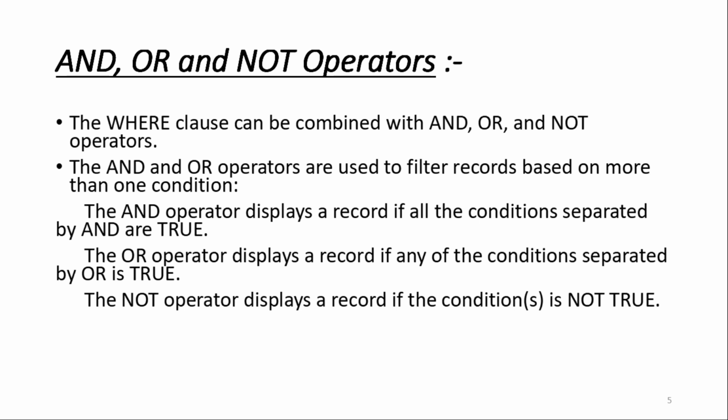The AND operator displays a record if all the conditions separated by AND are true. For example, let's take two conditions. The record will be displayed when the given two conditions are true.